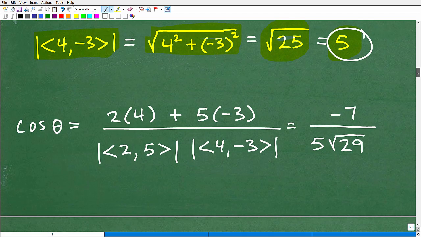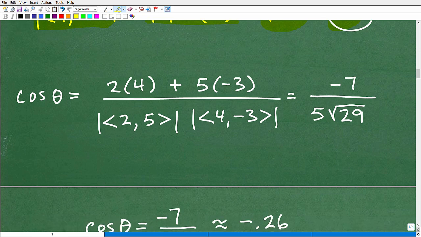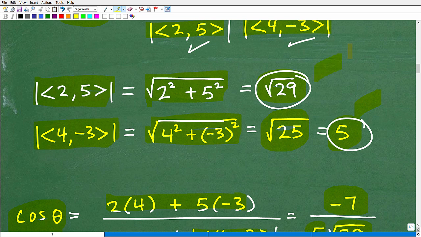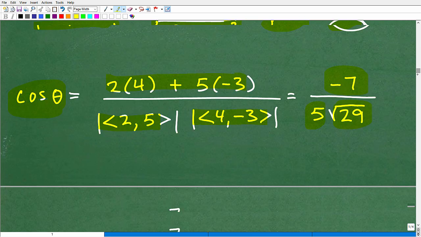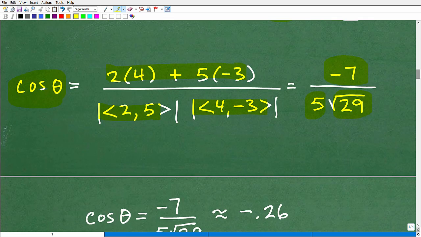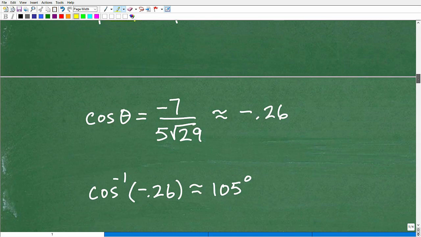Okay. All right, so cosine of the angle between those two vectors, here's our dot product. That all adds up to negative 7. And then here is our magnitudes of our vectors, and that's 5 times the square root of 29. Again, we just calculated that, 5 times the square root of 29. And so now let's go ahead and keep walking this forward.